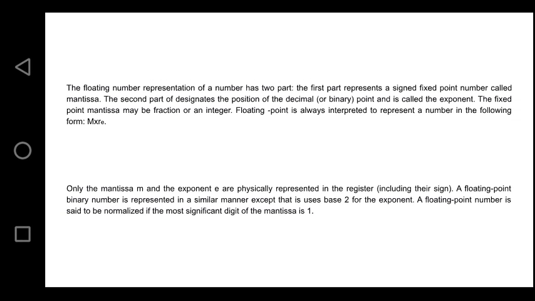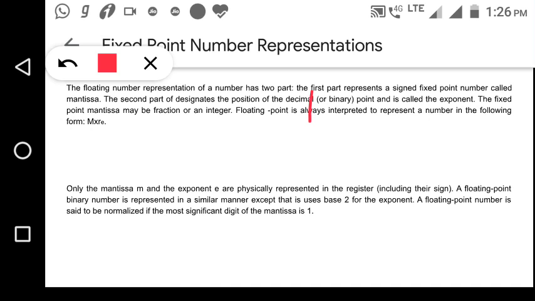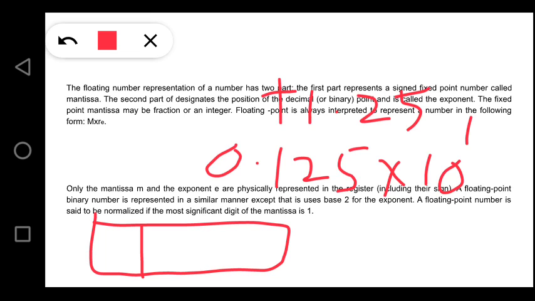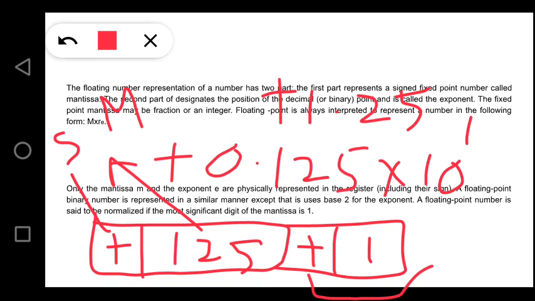For example, there are n number of notations for this. It can be done as 0.125 into 10 power 1. So in this case the sign of the mantissa is plus, again it is 125, in exponent it is plus and it is 1. So this is called mantissa. This is sign of the mantissa, this is sign of the exponent, this is the exponent. Remember, exponent specifies the position of a binary point or decimal point.